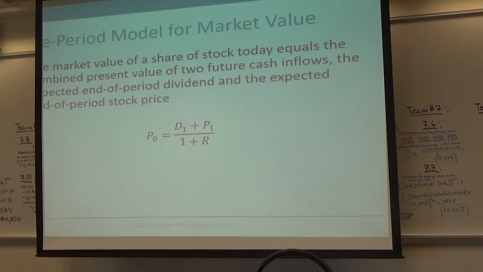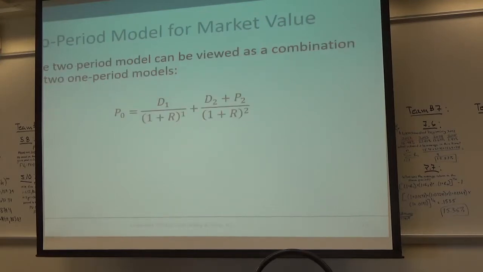This is a one-period model for market value. The market value of a share of stock today equals the combined present value of two future cash inflows, the expected end-of-period dividend and the expected end-of-period stock price, and that's the equation for it there. This is the two-period model for market value.